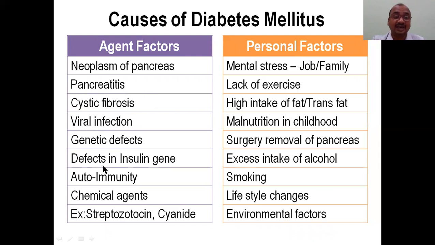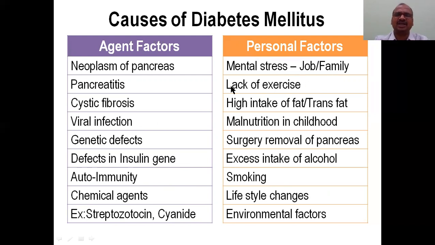Genetic defects in the insulin genes, and autoimmunity, which is a very big problem. The body's own beta cells are destroyed. Biggest problem. Practically, I have observed it in many cases clinically also. Autoimmunity is overaction of the immune system, our body's own immune system. Chemical agents like streptozotocin, cyanide, and personal factors like mental stress, very important, very important.